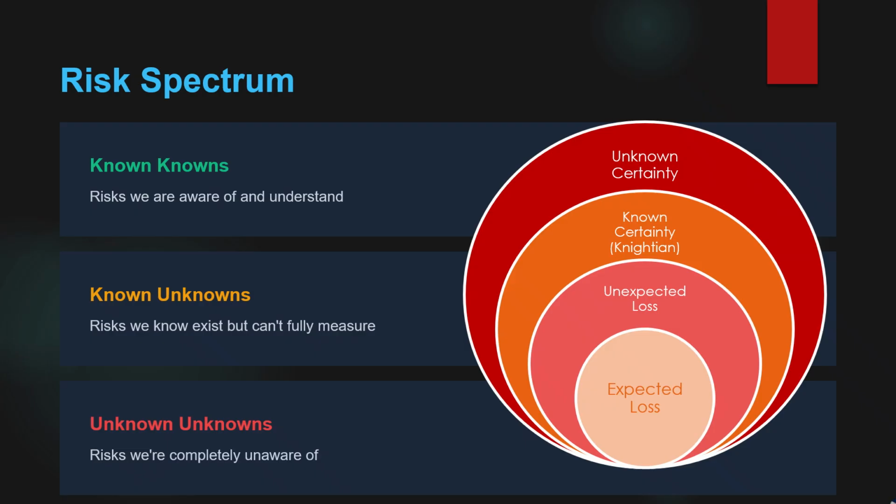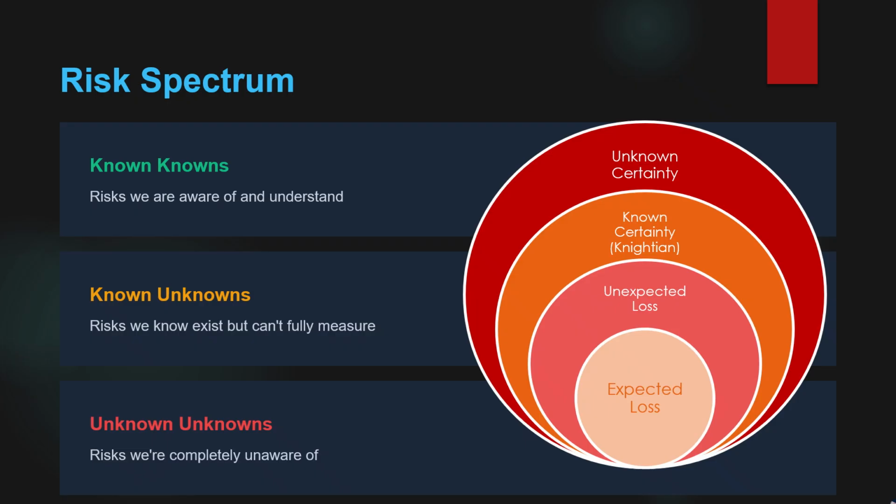This slide presents a useful framework for thinking about risks, the risk spectrum of known knowns, known unknowns, and unknown unknowns. This framework was popularized by former US Defense Secretary Donald Rumsfeld, but it applies perfectly to risk management. Known knowns are risks we are aware of and understand. We know they exist, we can measure them, and we have tools to manage them. Market risks and credit risks generally fall into this category. We have decades of data, sophisticated models, and proven management techniques.